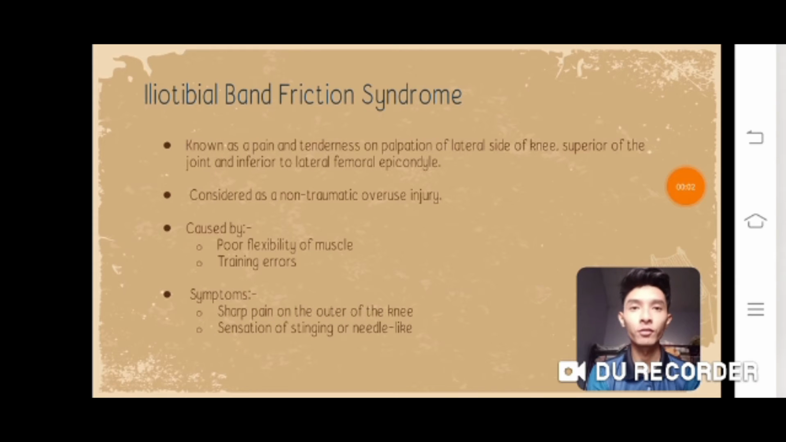Okay, for the next injury, we have the iliotibial band friction syndrome, also known as IT band friction syndrome. It is known as a pain and tenderness on palpation of the lateral side of the knee, superior to the joint and inferior to the lateral femoral epicondyle. It is considered a non-traumatic overuse injury. It is mostly caused by poor flexibility of muscle and training errors, which is the lack of training exercises. Okay, for the symptom, the patient will feel sharp pain on the outer side of the knee, which is the outside of the patella, and a sensation of stinging or needle-like pain.